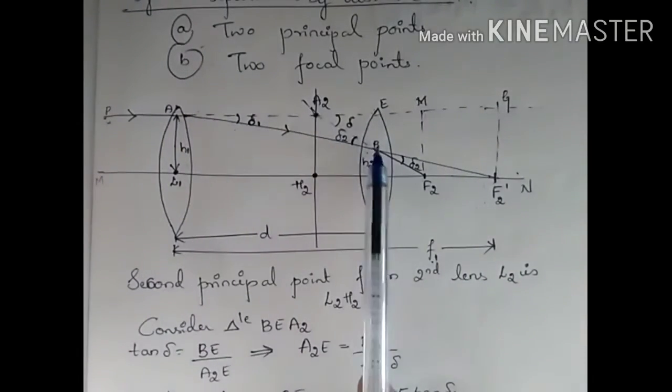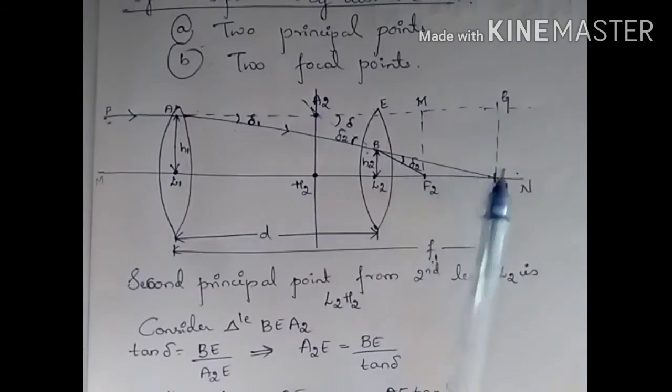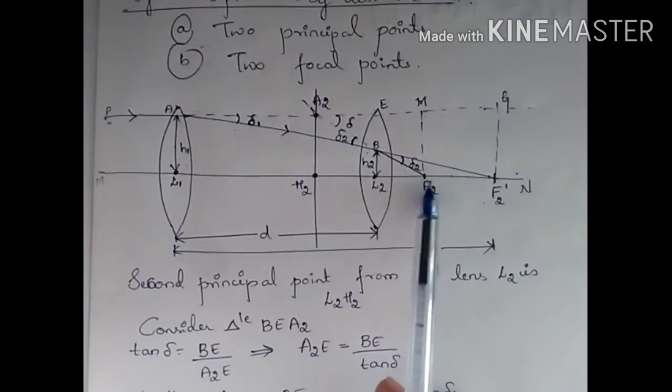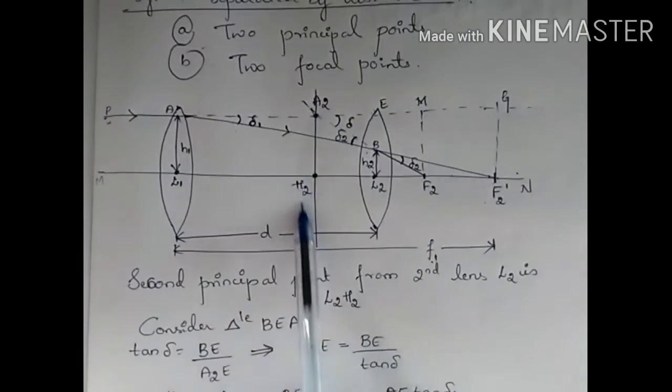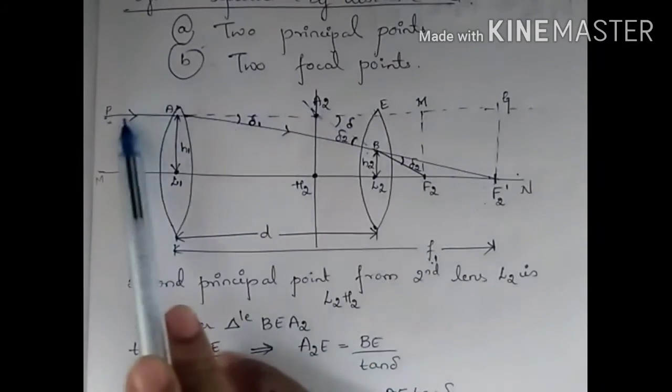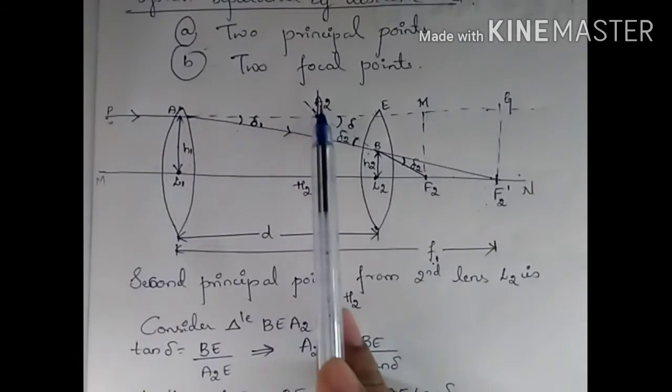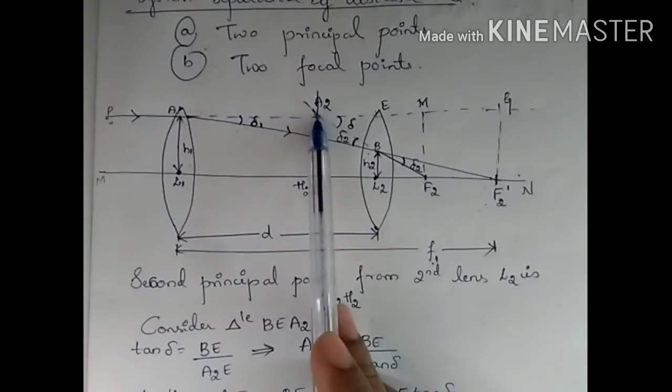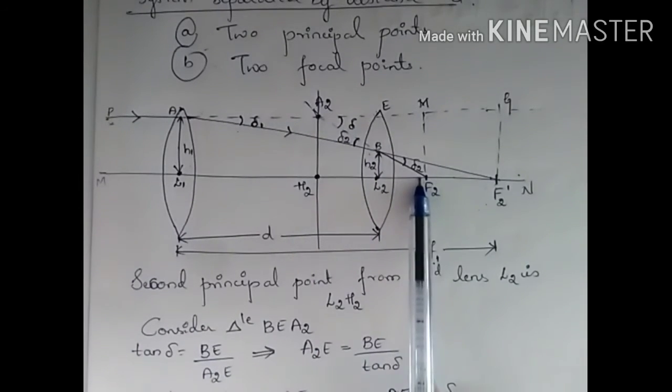So after refraction, the image is formed at F2. If you keep the equivalent lens at point A2, then this incident ray will get refracted by the equivalent lens and form the image at F2.